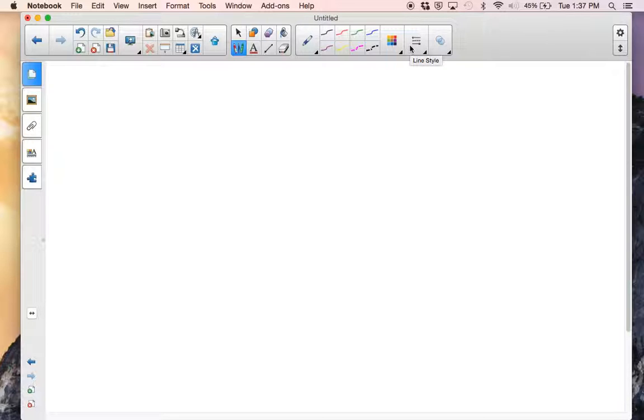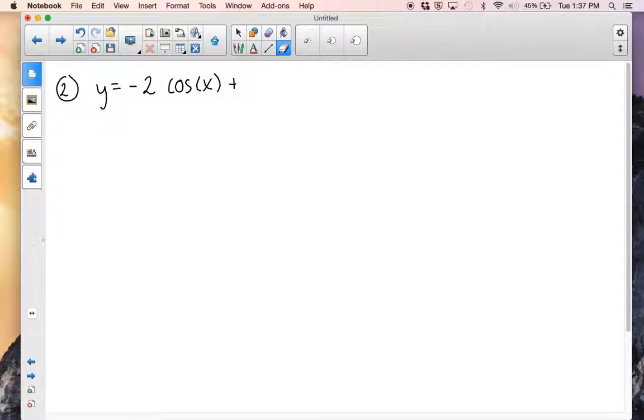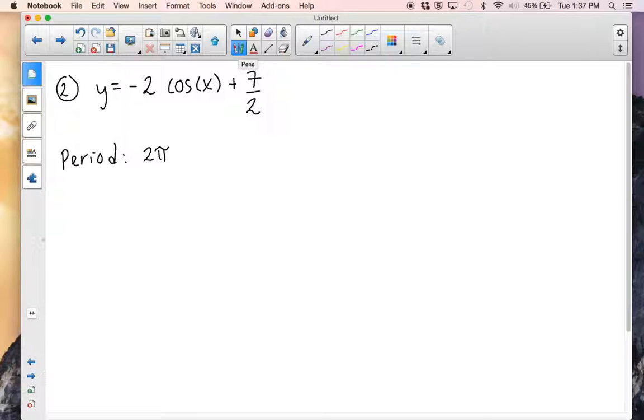Let's do this. Say y equals negative 2 cosine of x plus, let's do 4, no, let me change that, plus 7 halves. Okay, so period hasn't changed, so period is 2 pi.